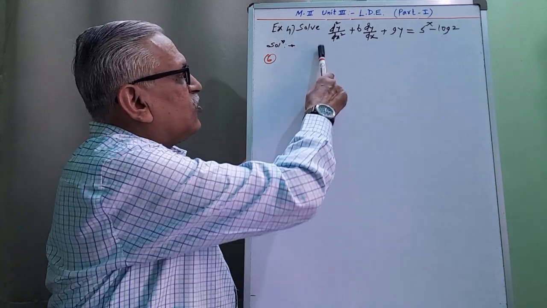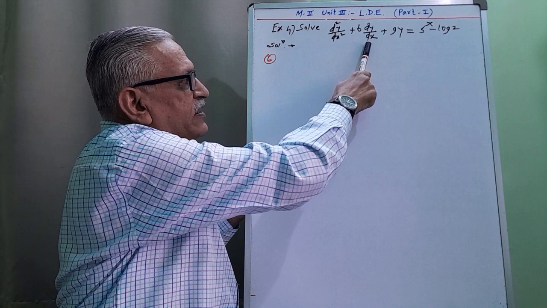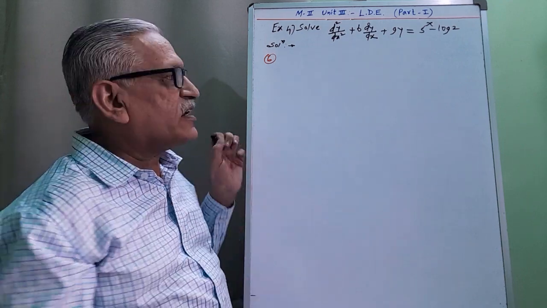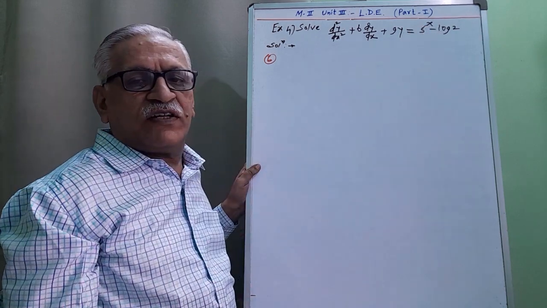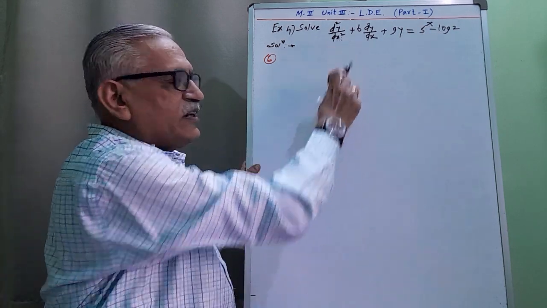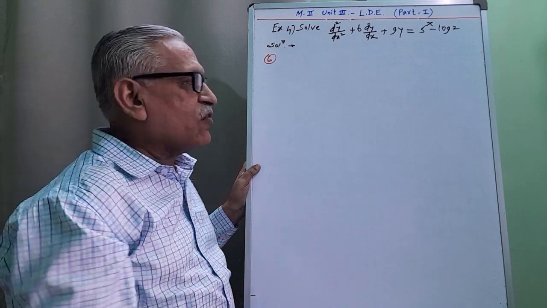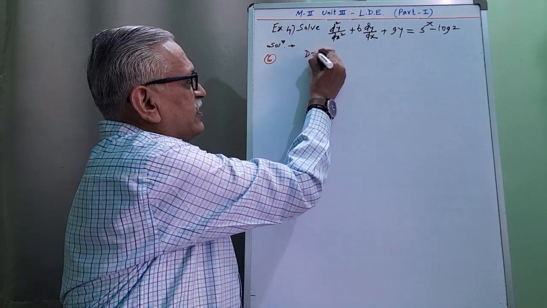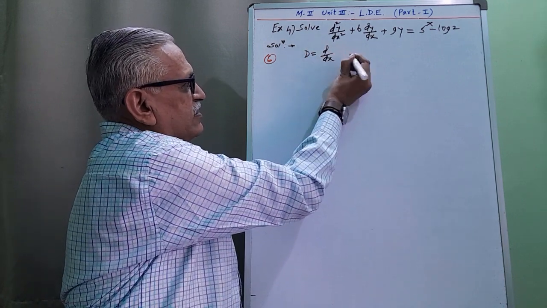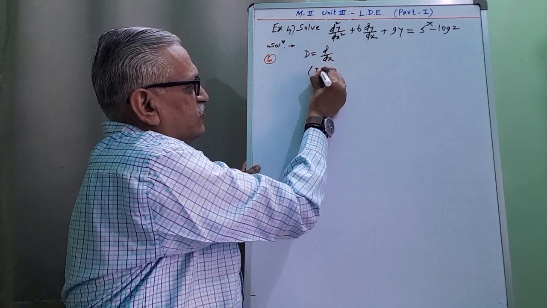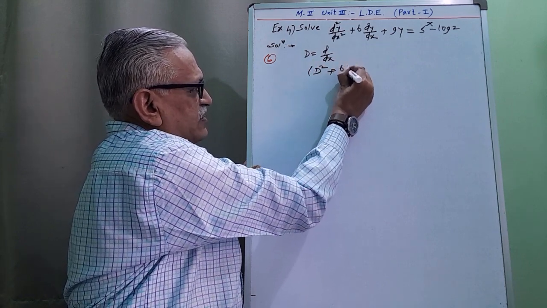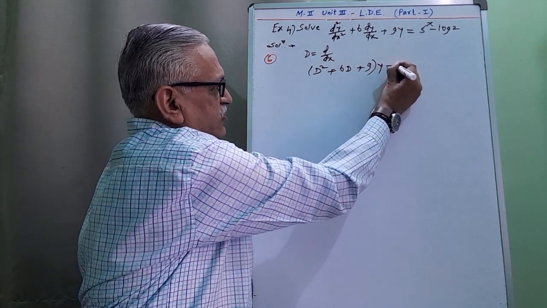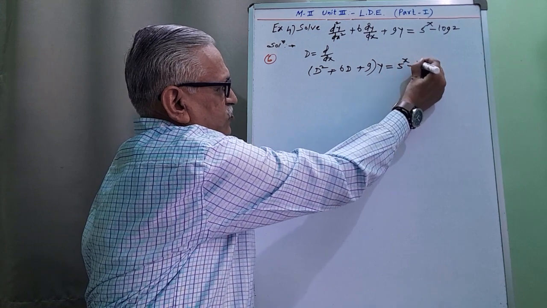Example number 4. Solve d2y by dx square plus 6 dy by dx plus 9y is equal to 5 raised to x minus log 2. There are two terms on the right hand side, meaning we have to find out PI1 and PI2. The given differential equation is not in symbolic form, therefore as the first step we convert it into symbolic form using capital D for the operator d by dx. We get D square plus 6 times D plus 9 operated on y, and that is equal to 5 raised to x minus log 2.